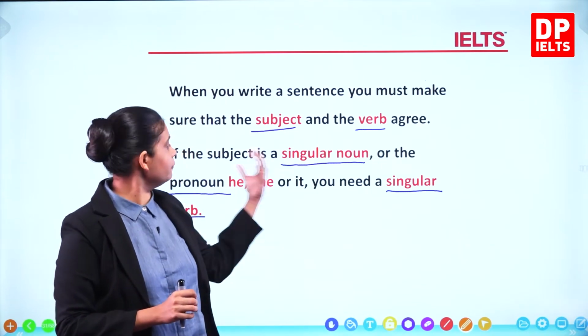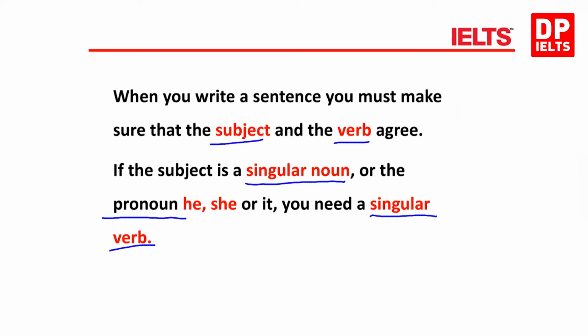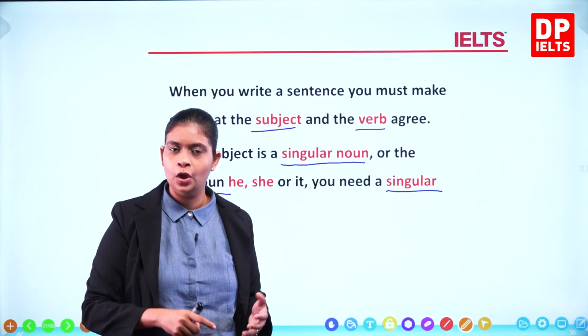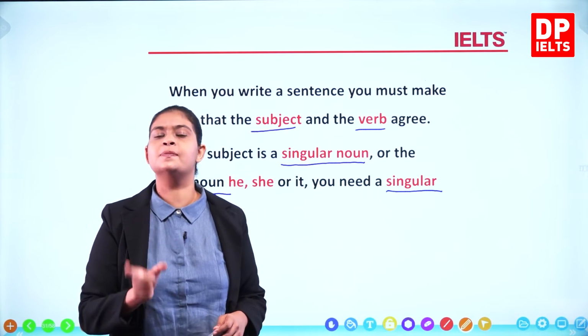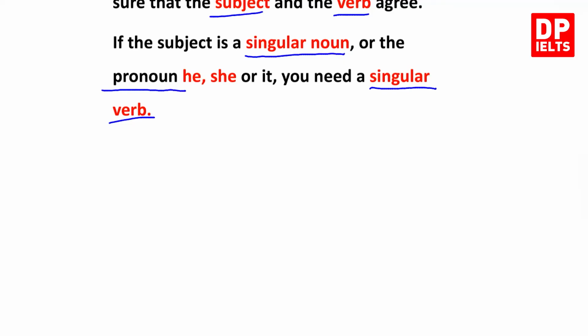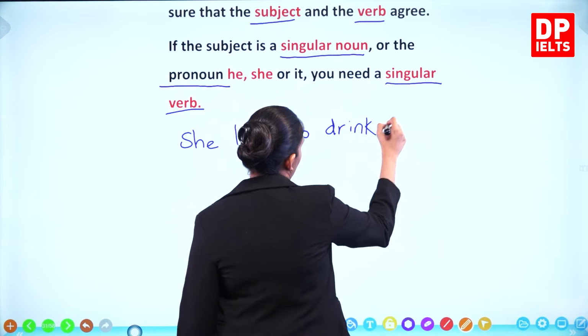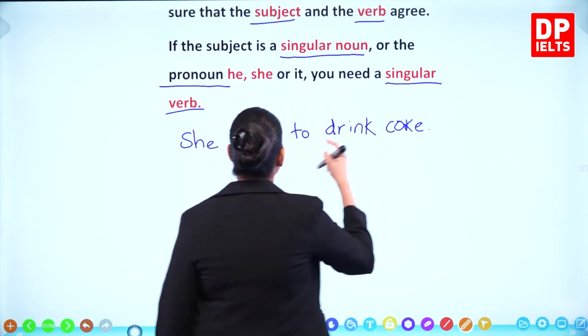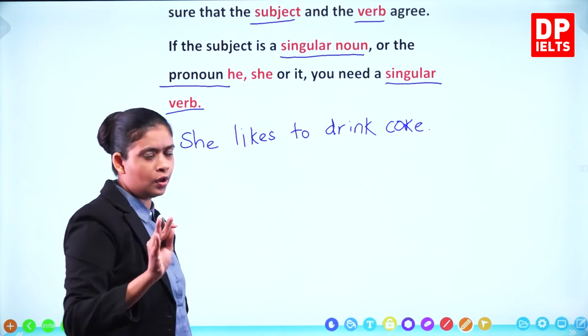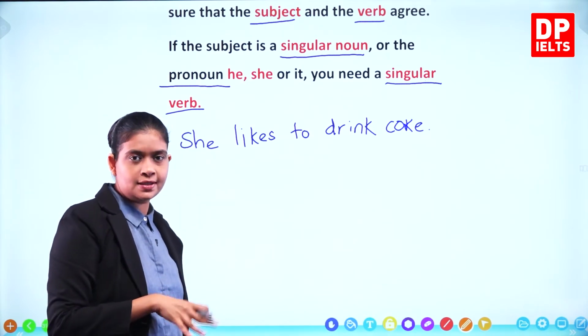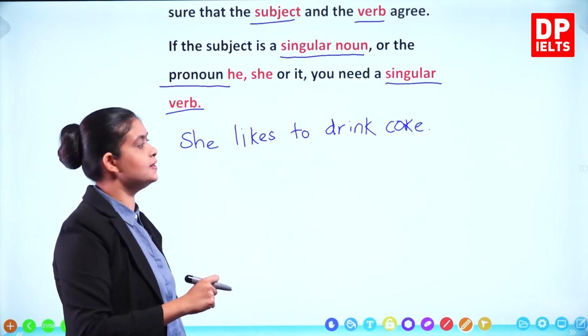Right? If your subject is a singular noun or if your subject is a singular pronoun, your verb must always be singular. Let's take this one. She likes to drink Coke. Right? Can you say "she liked to drink Coke"? No. Because the S form in the present tense is used with singular subjects.